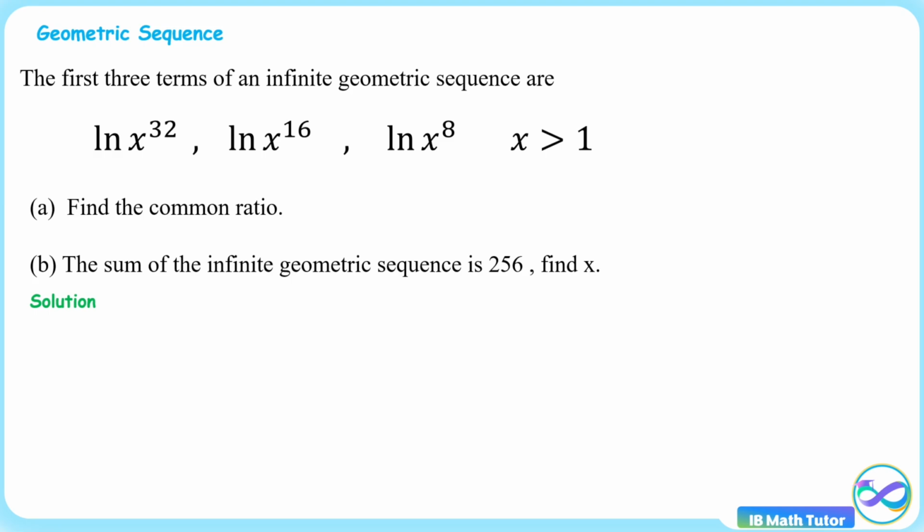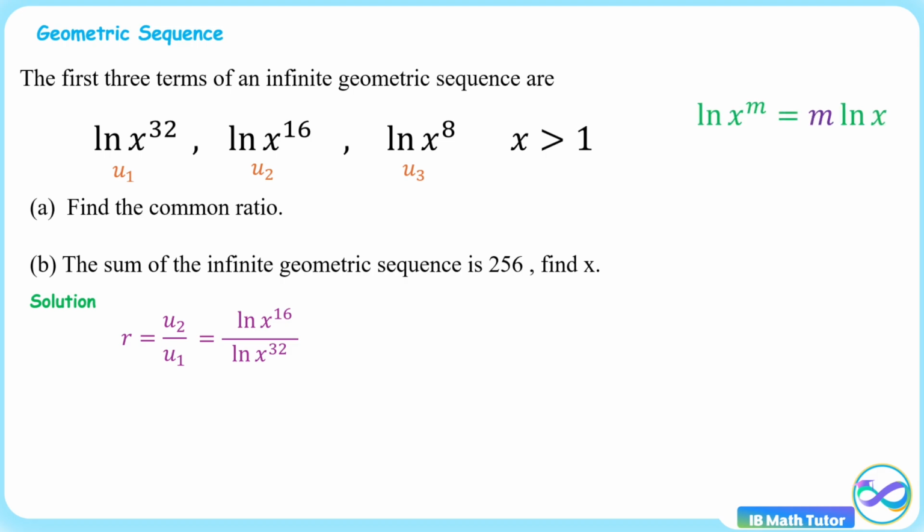Let's start with question A. To find the common ratio of a geometric sequence, we divide any term by its preceding term. Here, we can divide the second term by the first term. So the common ratio r is equal to ln x to the power of 16 divided by ln x to the power of 32.